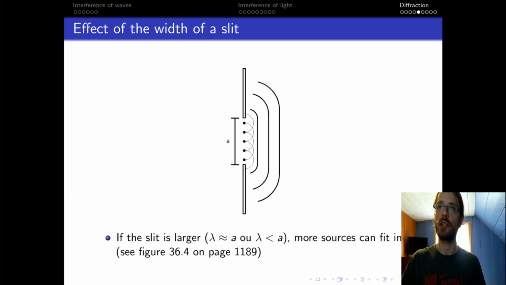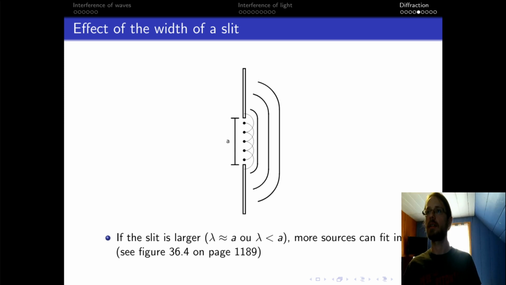If we make it larger, meaning we increase a to the point where it is not really greater than the wavelength, but of the same order, maybe a bit greater, but not that much, we have some more space in which we can fit more of these sources. Here, to illustrate the case, I put in 5 sources instead of a single one.